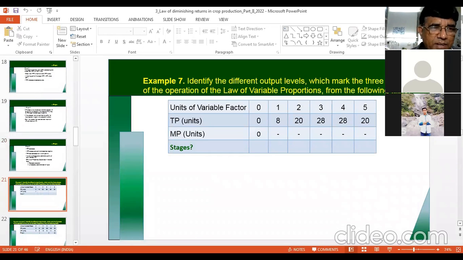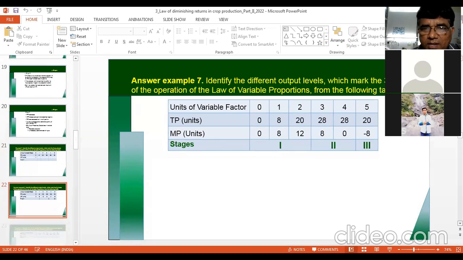Now some numericals, one numerical I am showing you, and then I will ask you to do one numerical. So here you can see the problem is to identify the different output levels which mark the 3 phases of the operation of the law of variable proportion from the following table. In the first row, you see variable factor 0, 1, 2, 3, 4, 5, and then total product. These are units, any unit you can take. So this is just in units 0, 8, 20, 28, 28, 20. Then you need to work out the MP, and then you need to find out where you have stage 1, stage 2, and where you have stage 3.